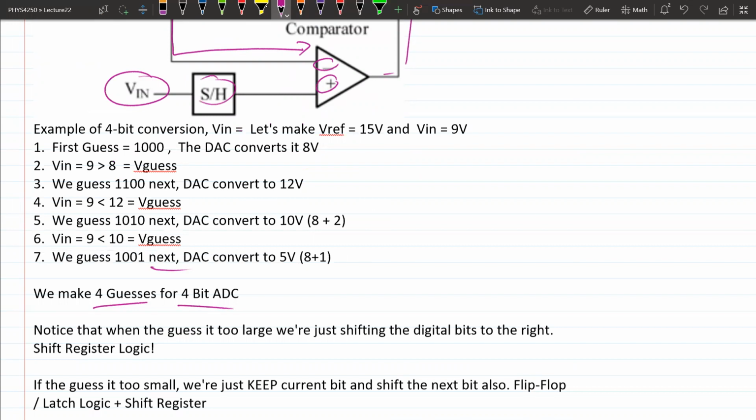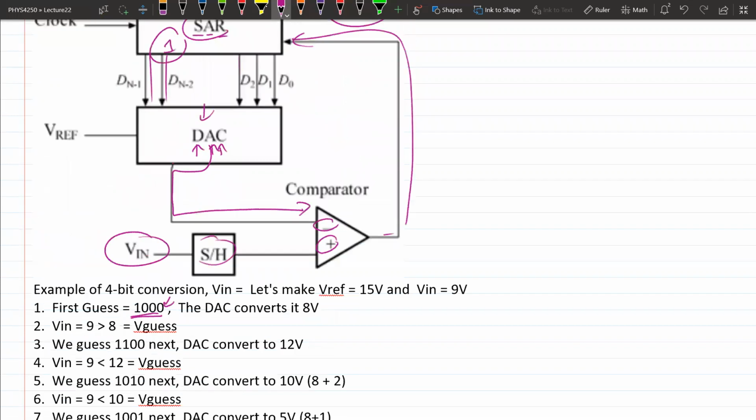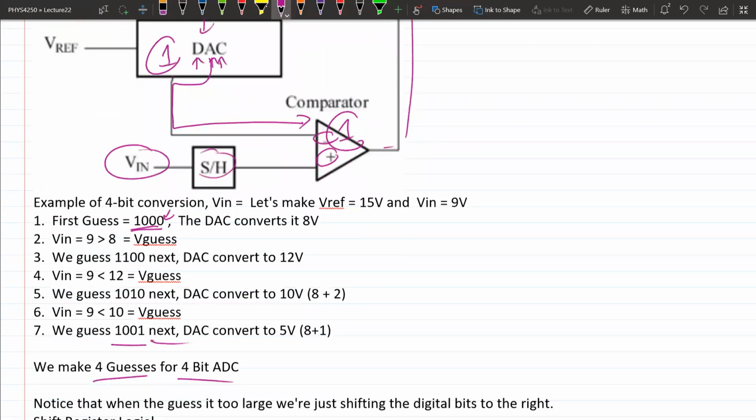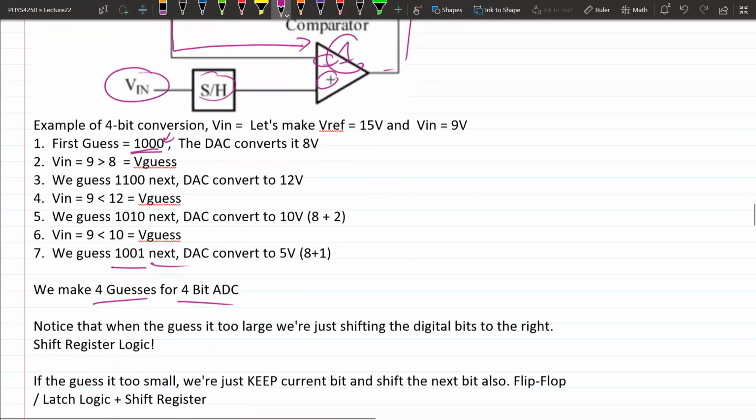The reason is that each time we guess, it took 1 clock cycle just to set the value of the register. It took 1 cycle to do this part, 1 cycle to do this part, 1 cycle to do this part. There's actually more than 1 cycle in order to do each of these steps. Note that to do the 4-bit conversion, it actually took 7 steps.